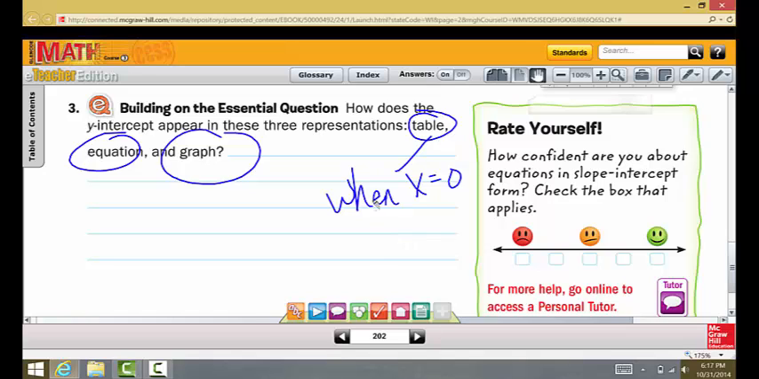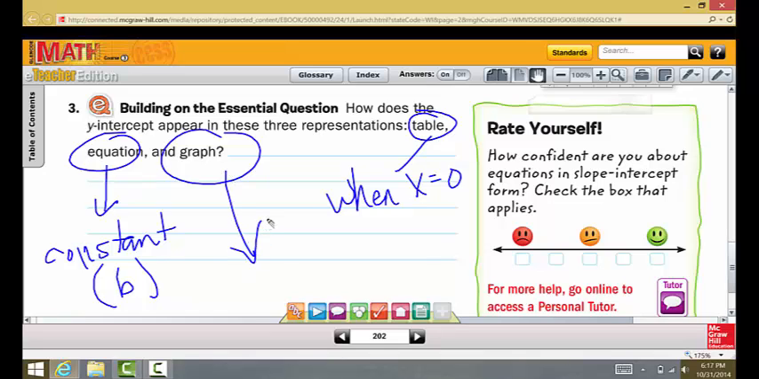In an equation, it is the constant. And we refer to that constant with the letter b. And lastly, in our graph, it's where the line crosses the y-axis. So if we have a line here, right there would be our y-intercept on a graph.